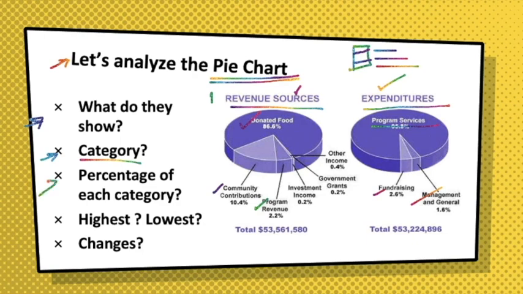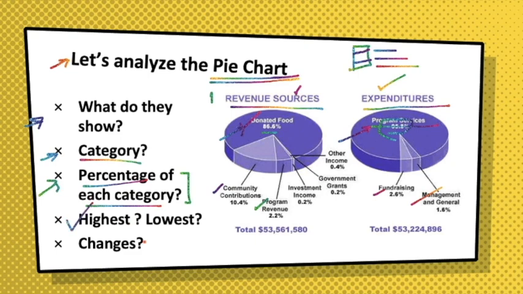And then you should also be able to find out what is the percentage or proportion or share of each category. For example, in this, the donated food is 86.6, which is the highest, the maximum share is contributed by donated food. Similarly, the expenditure is incurred on program services and that is the highest at 95.2. So you should be able to find the correct collocation, the correct vocabulary plus the percentage share of each category.